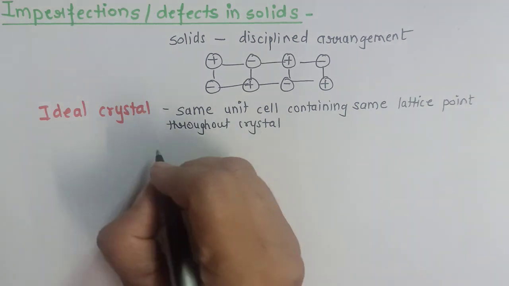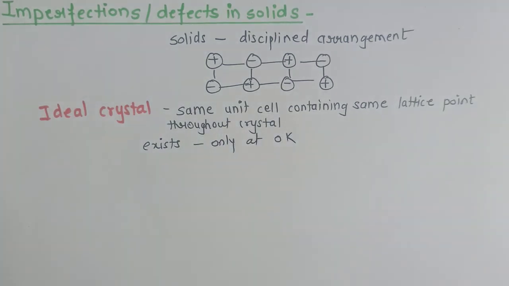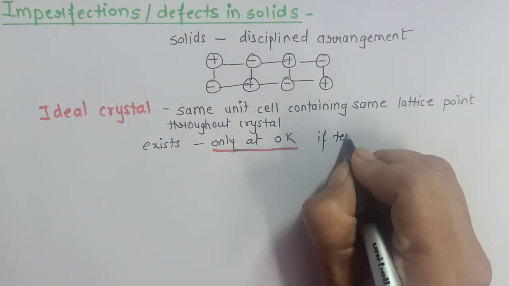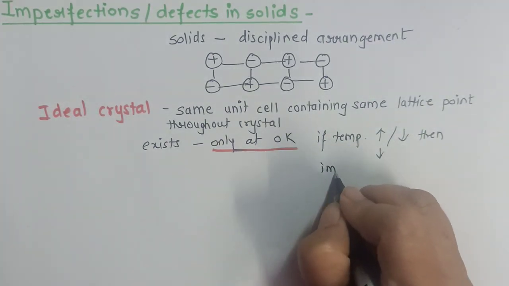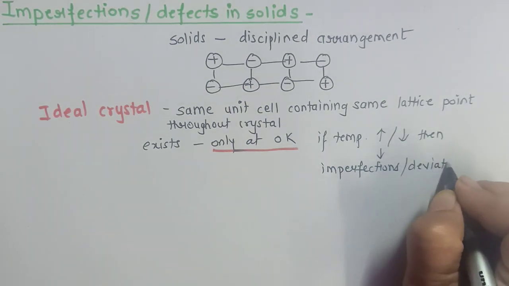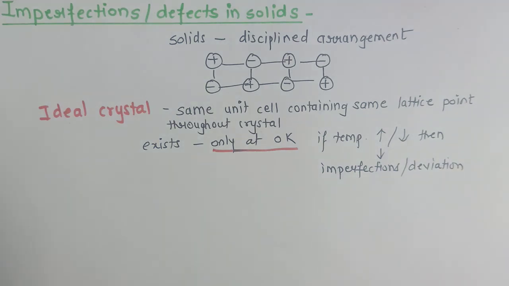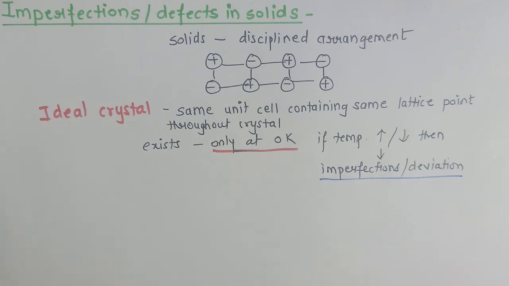But such an arrangement exists only at 0 Kelvin. And if the temperature changes, especially if the temperature increases or decreases, then imperfections develop, or what we call deviation, or also defect. So no solid is a perfect solid, because it will exist as a perfect solid and ideal crystal only at 0 Kelvin. Above or below it, it will have certain imperfections and deviations.